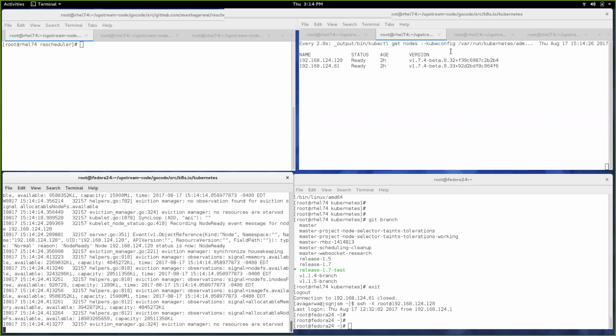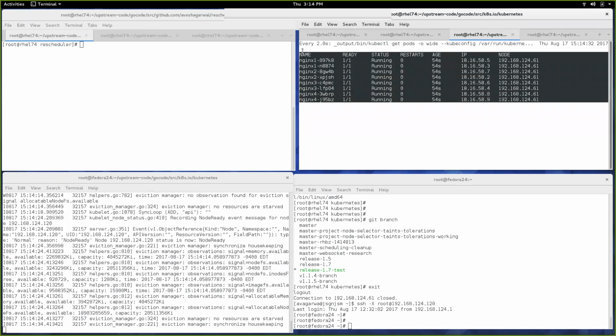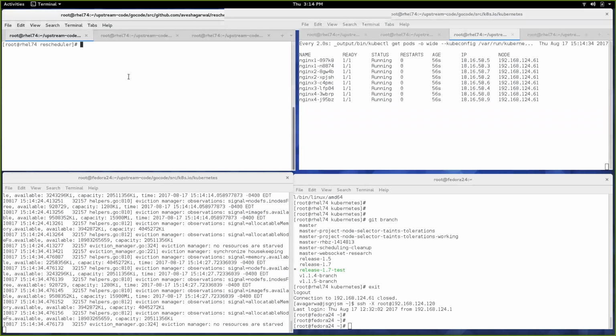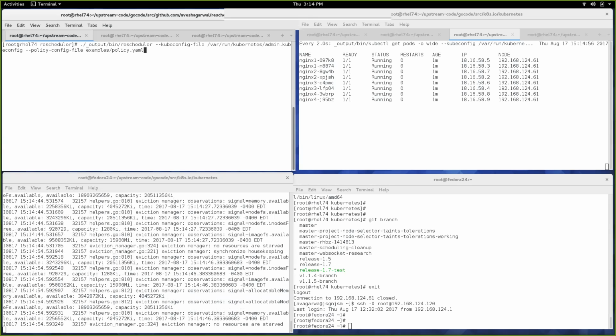So now both nodes are ready. But if you see, all the pods are only on one node. Now in this window, I'll run the descheduler. Also, this descheduler runs both strategies one by one. But right now, because no node is underutilized, I'll show you that later. Right now, only strategy 1 will be run.